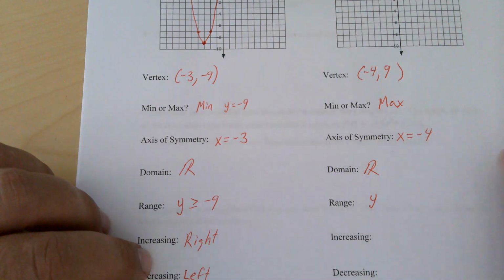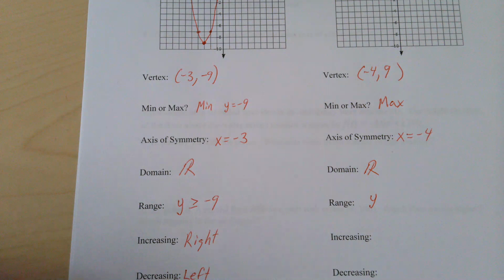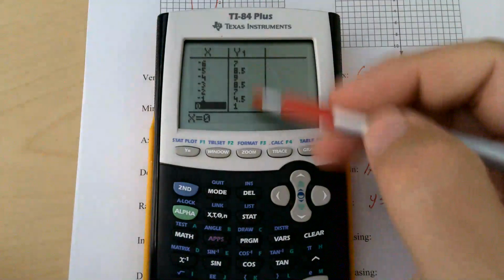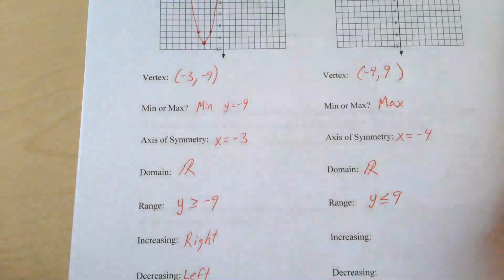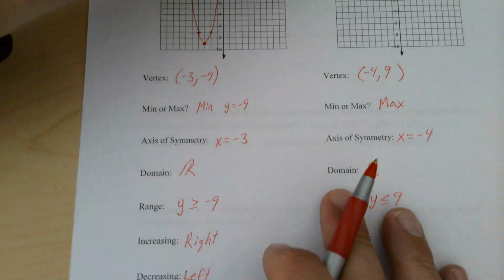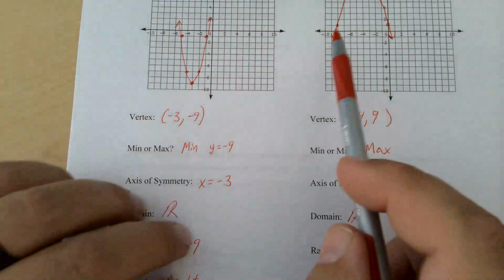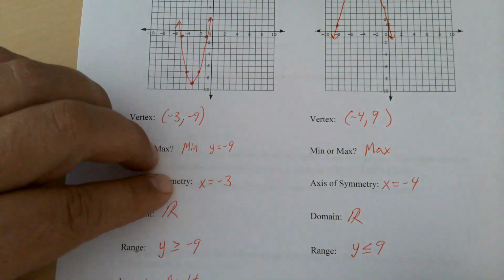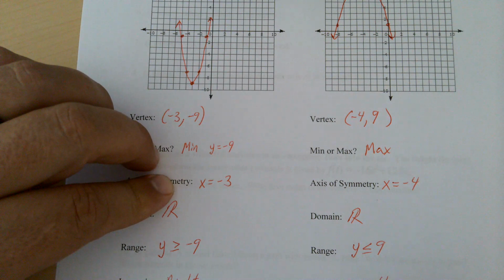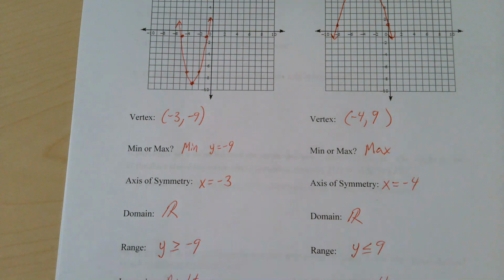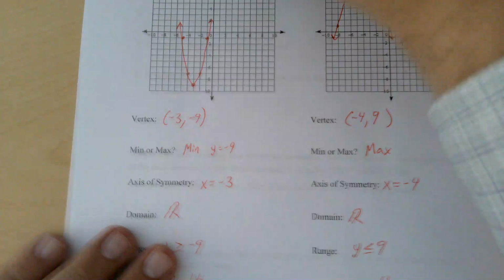But now my range, since my largest y value is 9, that means all my other y values are going to be below 9. So 9 is the peak. Everything else is going to be less than or equal to 9. So now here it's going uphill on the left. So it's increasing on the left, decreasing on the right. Okay, and the reason is we have a max. Okay, so hopefully that makes sense for that first page.